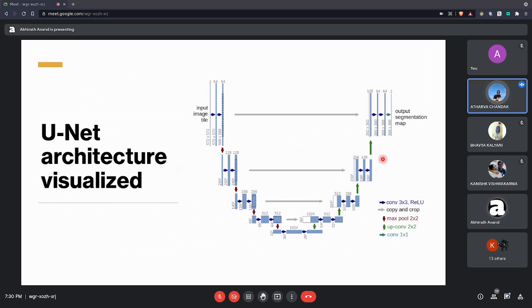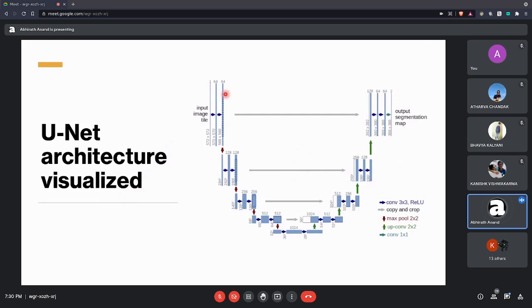The cropping is because when you're downsampling, the border pixels are lost in every image, right? So basically this cropping is to deal with that part. Okay, cool. Thanks.